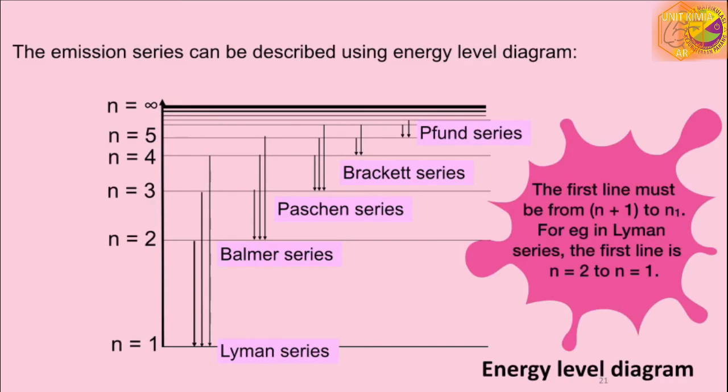Here is the quick fact you must know. The first line must be from n1 plus 1 to n1, which is the ground state. For example, in Lyman series, the ground state is n equal to 1. So, the first line in Lyman series is formed from the transition of an electron at n2 to n1.